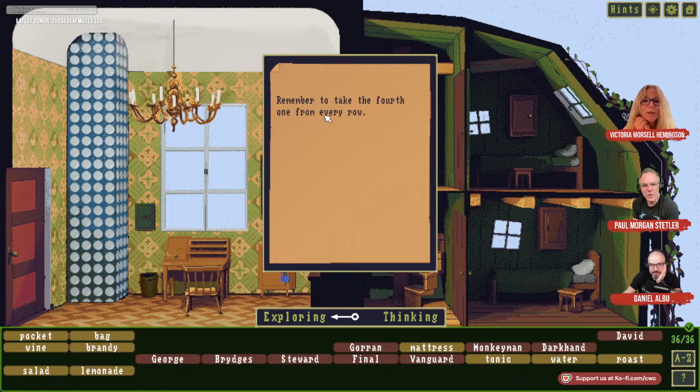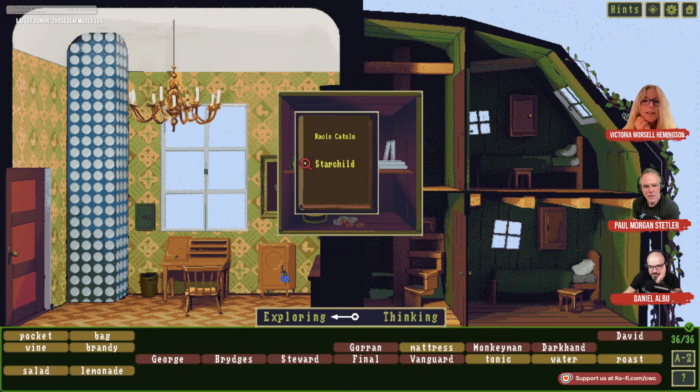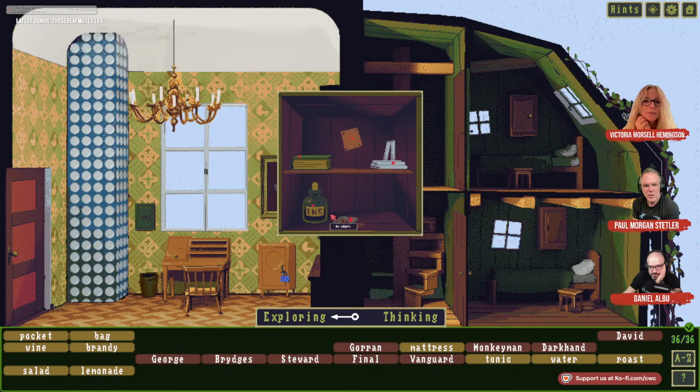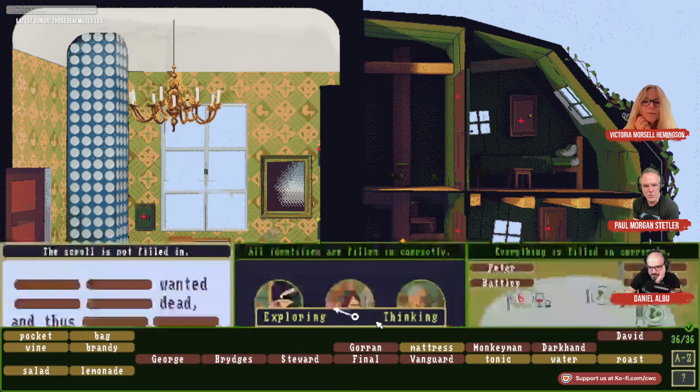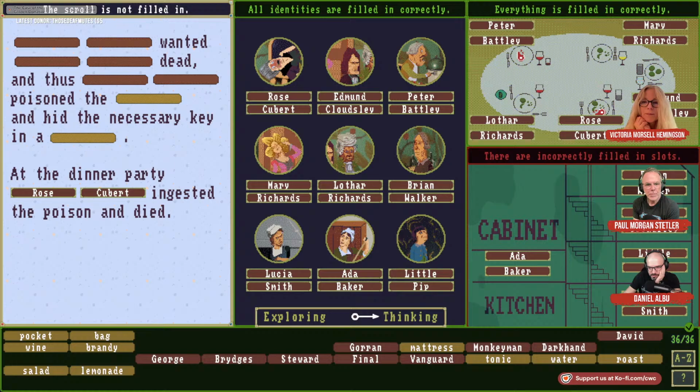Remember to take the fourth one from every row. Yeah, I wrote that down. What does that mean? Star Child, ink and ink pot. I don't know. Just put Brian Walker there and see if we did it. Man. So we're nowhere near.